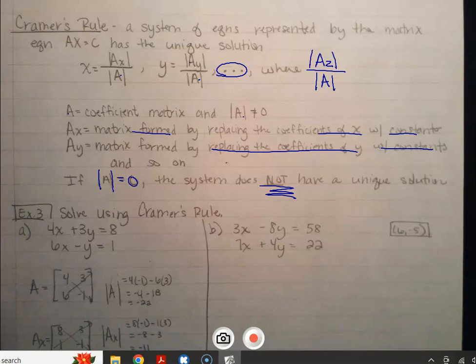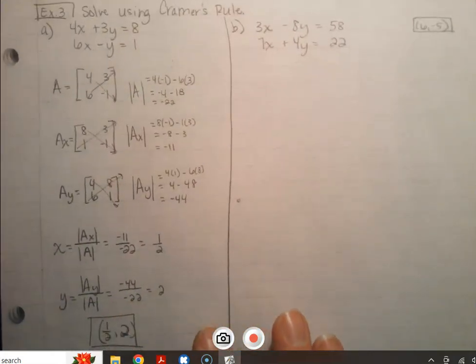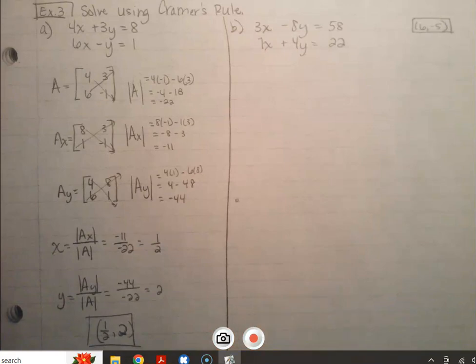So we've already done one together. Let's look at one more. Solve using Cramer's rule. The first thing is to put this into matrix form. So we have 4, 3, and 6, -1. I didn't even put it in the A times X equals C form. I was taking a shortcut because I didn't really need it.